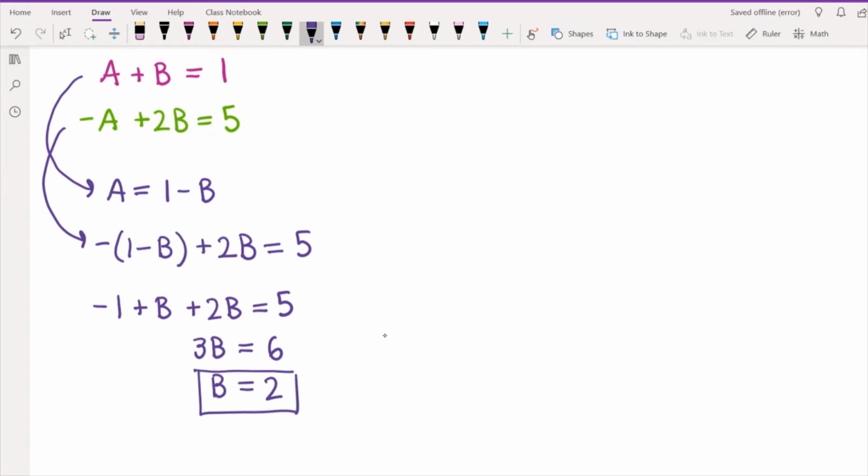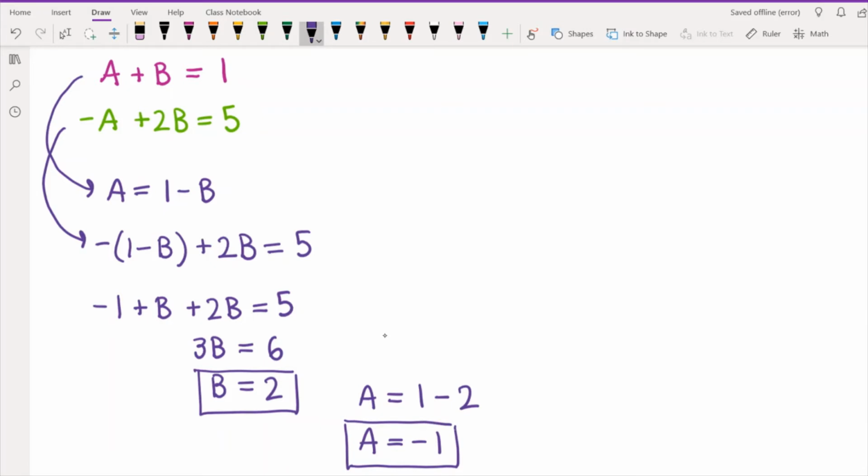And so now if we go back to our top equation here, we said that a was equal to 1 minus b. And so that tells us that a is equal to 1 minus 2. So a is equal to negative 1.